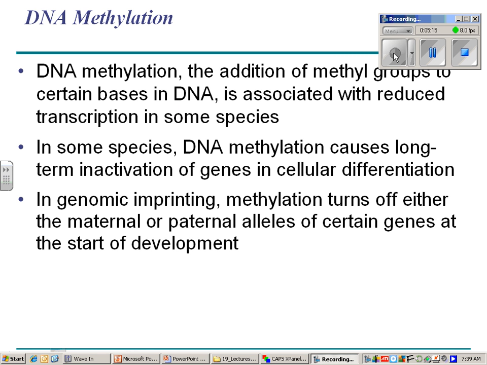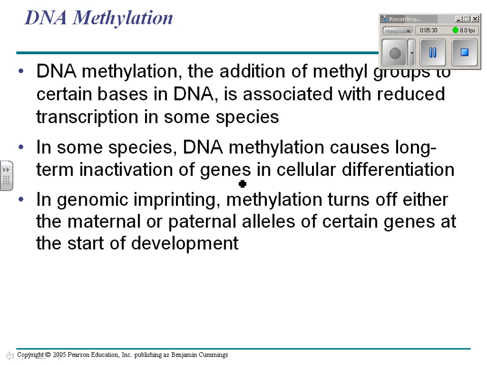Another method of gene control is called DNA methylation, where methyl groups are added to certain bases in DNA. Sometimes it inactivates genes for a long time, okay, or maybe ever. And so it's thought that maybe in our forehead, for example, the gene for hair is methylated in our forehead skin cells. In genomic imprinting, methylation turns off. That's how it's done, to turn off. We talked about that briefly when we talked about genomic imprinting.